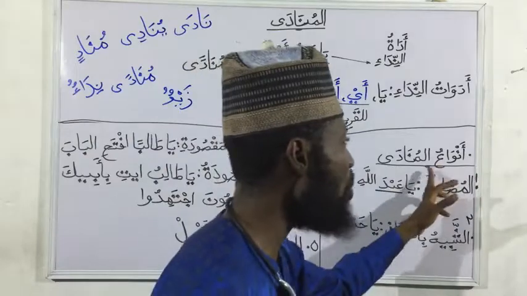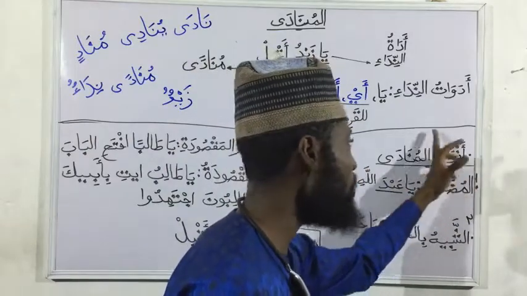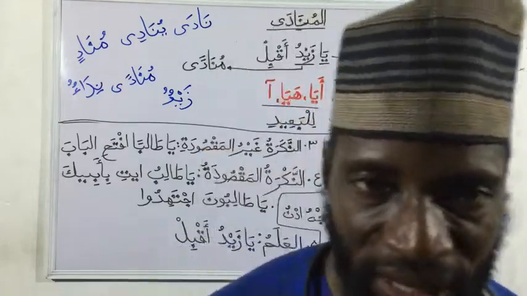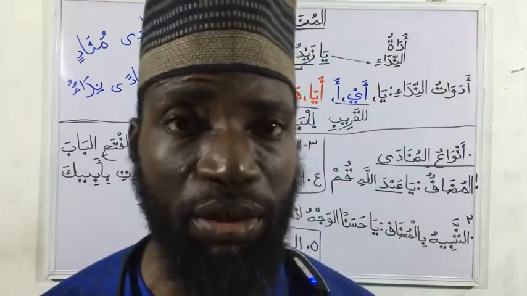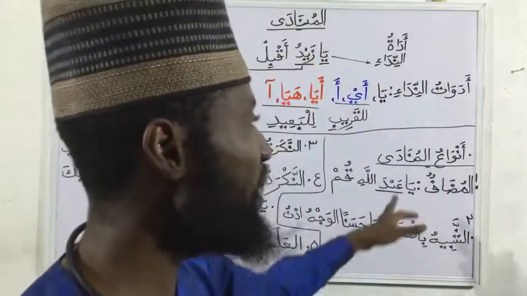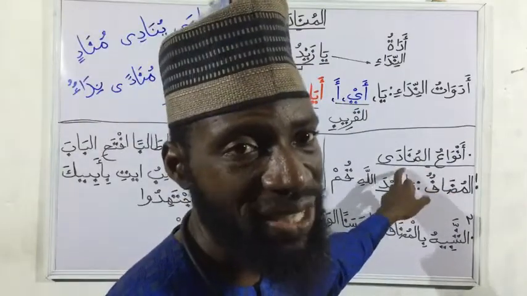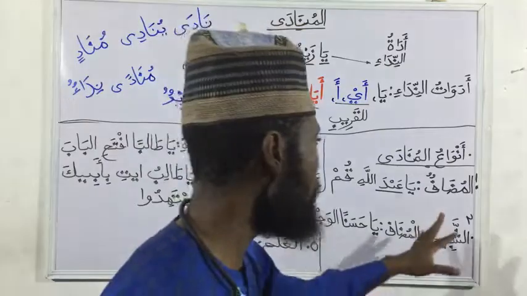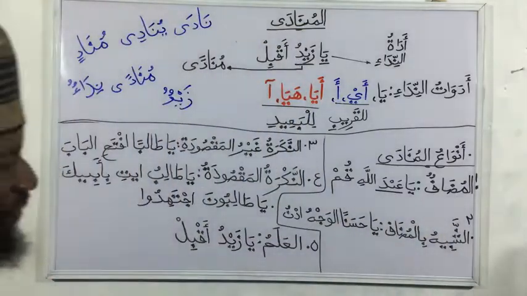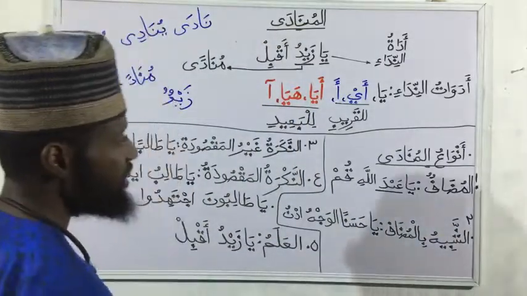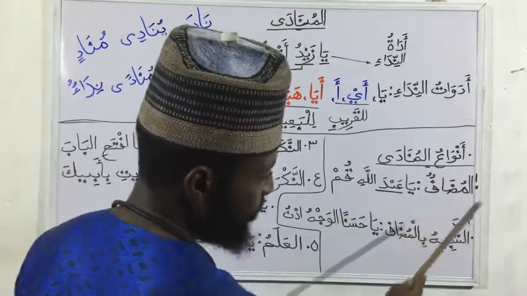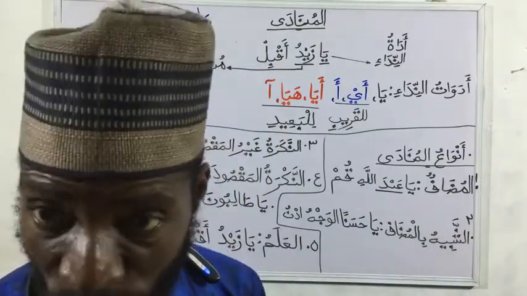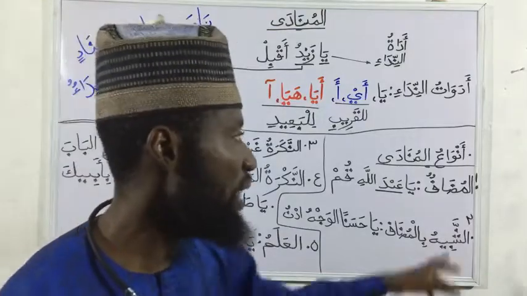We also have anwa'ul munada, the types of vocatives. Depending on the sentence structure or the sentence construction, we have the types of things or entities we are trying to call. We have five in number. Let me quickly mention them before we look at examples. You have al-mudaf. For every mudaf you see, there must always be a mudaf ilayh.